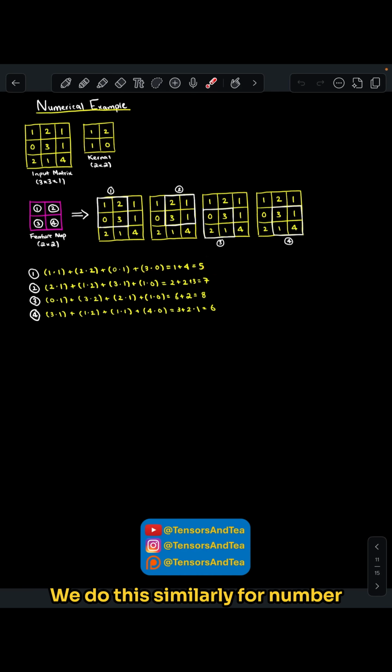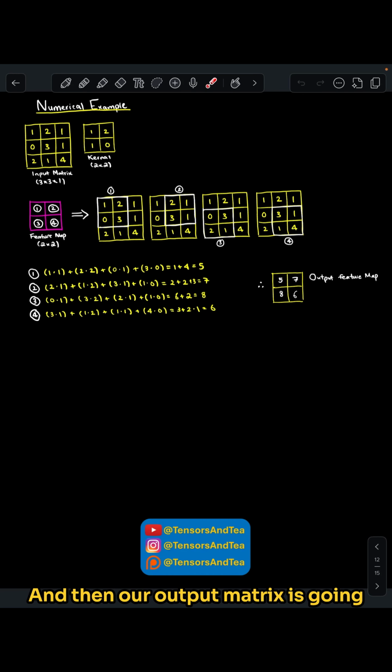We do this similarly for number 2, number 3, and number 4 as we slide our kernel one by one over each of them. And for those, we get 7, 8, and 6. And then our output matrix is going to be the output feature map, which is just going to be these values. So again, for 1, it'll be when we slid it over 1. For 2, it would be for 2, etc. So we get 5, 7, 8, and 6.